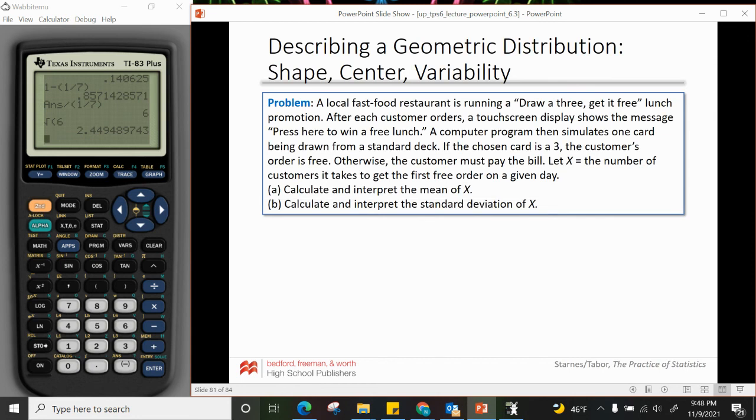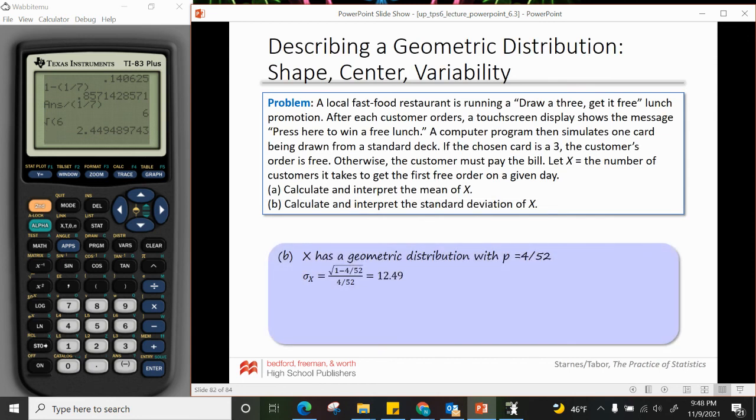And then calculate and interpret the standard deviation. Well, same thing here, it's going to be 1 minus 4 divided by 52. I see what I was doing wrong. In the problem before, I should have done 1 minus 1/7, take the square root of that answer, and now divide by 1/7. And that's how you get your standard deviation from before. So I made that mistake.